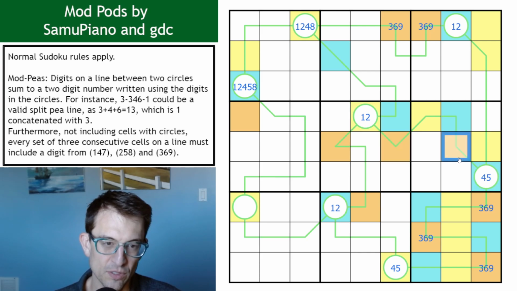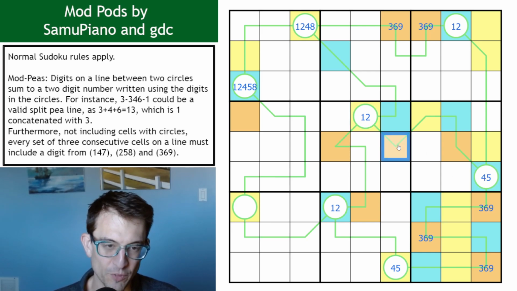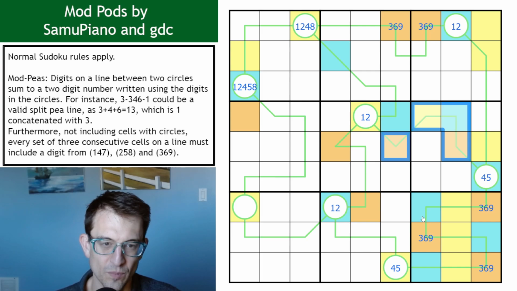3, 6, 2, 4. Not 14. 15 or 24. Sorry, these are different types. It's 15 or 24. I think 15 does work. 3, 6, 2, 4 just barely works. And I have no doubt 24 will work.